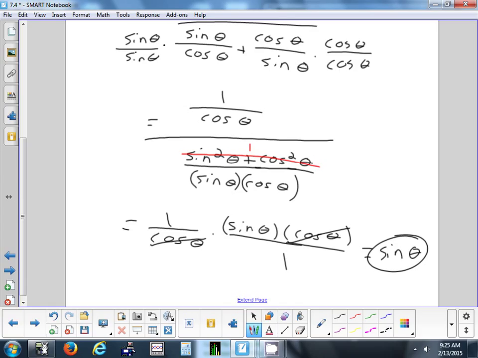Okay, any questions on that one? Okay, so this is the kind of thing, some people really like it because it's different. You're not doing calculations. It's not like a proof in geometry. It's totally different. Some people just find this kind of thing really hard to get the hang of. It just takes practice.